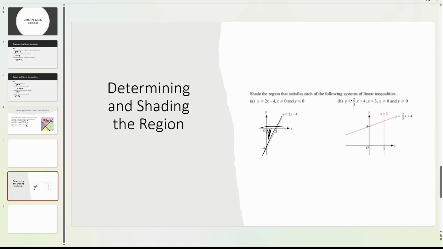Y is less than or equals to 2x over 3 plus 4. So this will be the line over here. X is less than 3, which is the axis over here, meaning it is on the left side. And x is more than 0, meaning it is more than this area. And y is more than 0, meaning it cannot be under this area. So this is the region that is from the question.